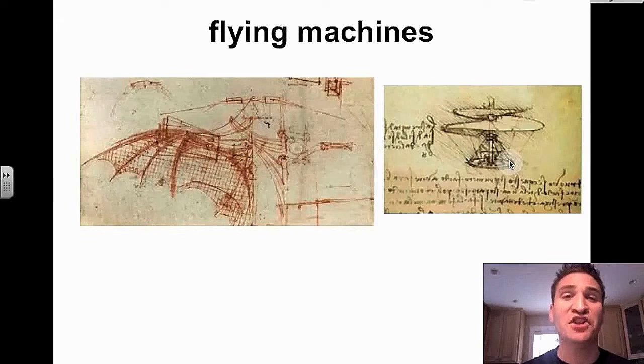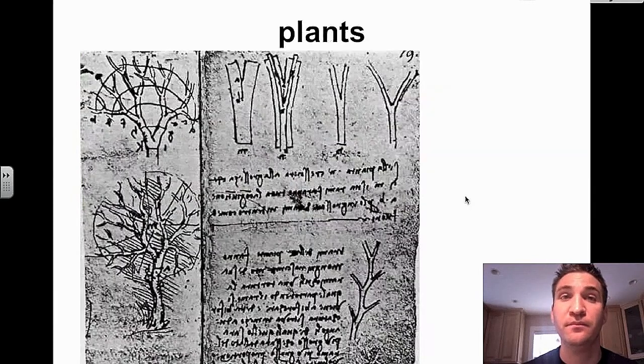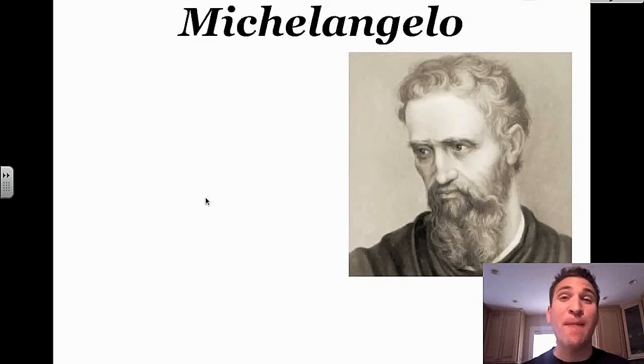Flying machines. He was very interested in human flight, and you see some sketches that show early airplanes or early helicopters. Da Vinci was also interested in plants, and the sketchbook shows diagrams of trees and notes that he took. A second master of the Renaissance is Michelangelo, and here he is.